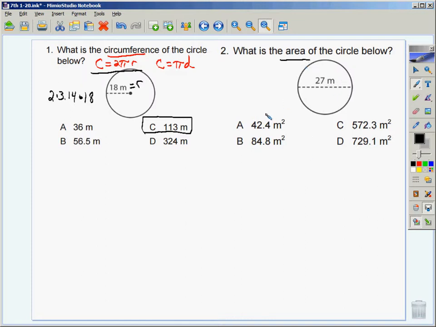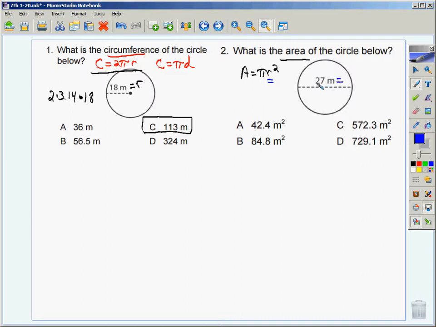Number 2, talking about the area of a circle. Here there is only one formula. Area equals pi r squared. And probably the biggest thing that I had to talk about yesterday is what it means to square something. Squaring something is different than multiplying it by 2. Squaring it means you're multiplying it by itself.